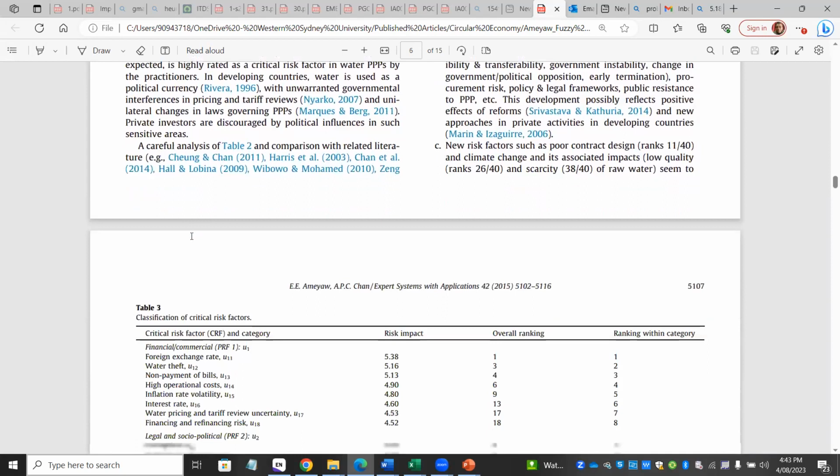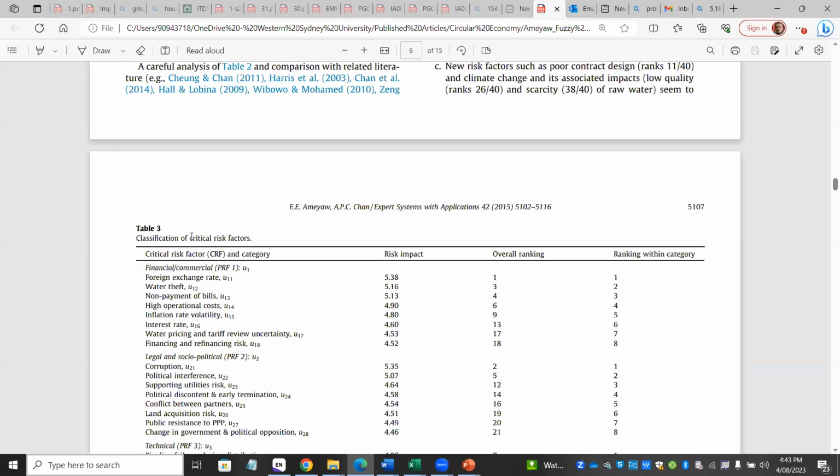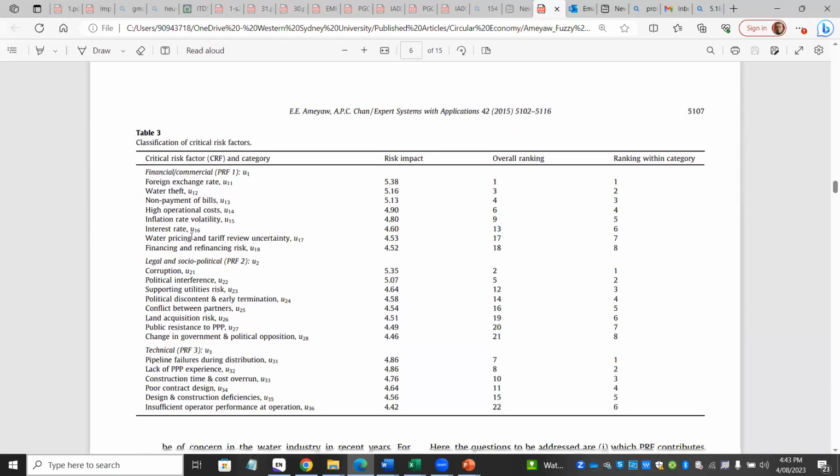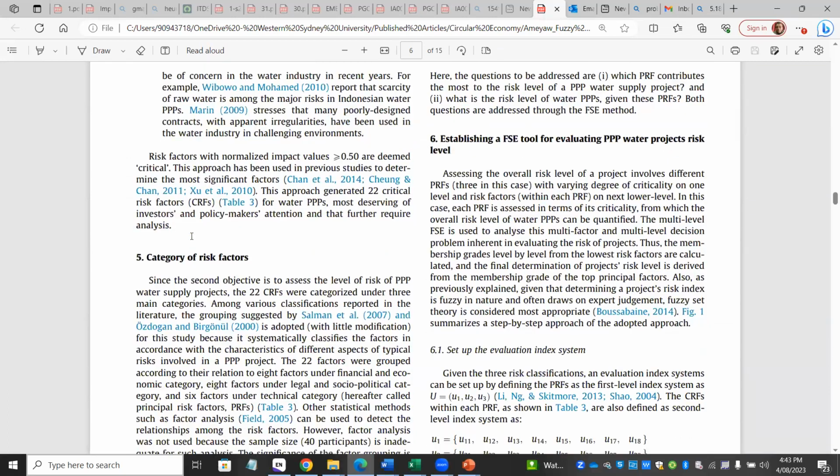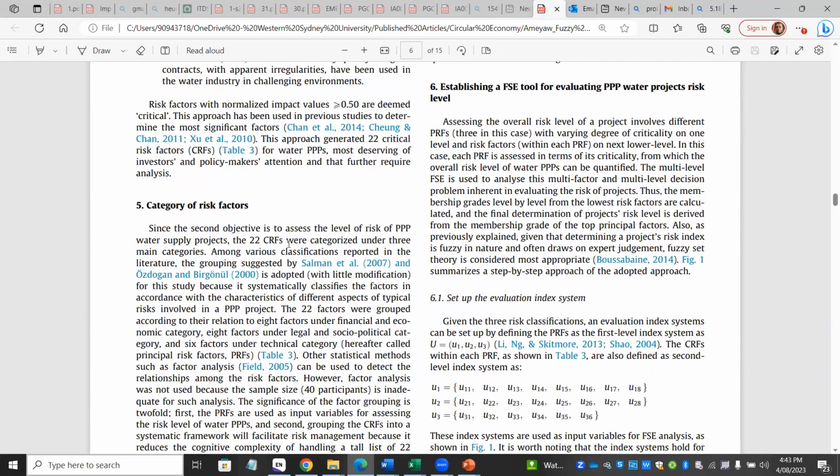So how were they categorized? Let's look at them. The second objective's factors were categorized under 3 main categories. Okay, so how was it done? Among various classifications reported in the literature, the grouping suggested by Sama and is adopted with little modification for this study.